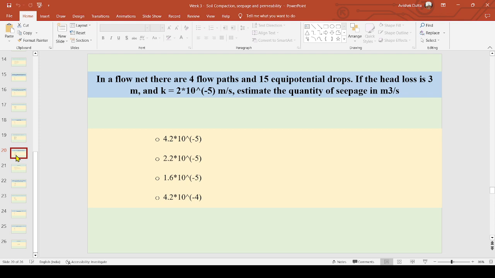Your options are 4.2 into 10 to the power minus 5, 2.2 into 10 to the power minus 5, 1.6 into 10 to the power minus 5, or 4.2 into 10 to the power minus 4. This is a problem of flow net where there are 4 flow paths and 15 equipotential drops. I hope you know the formula to find out the quantity of seepage. Okay, next question.